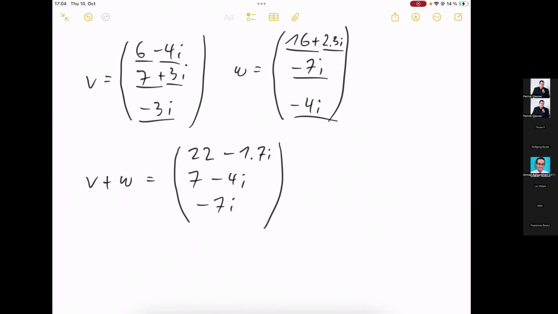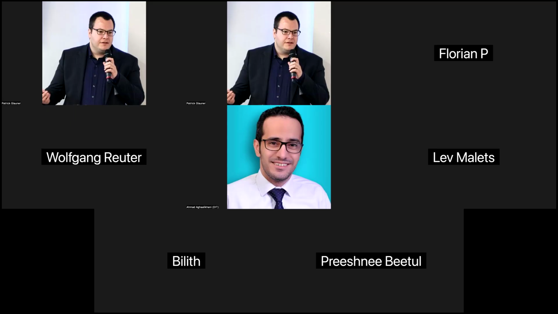If you want to study this in detail, and also the length of a vector, and the scalar product and so forth, all of this is just the same, but we deal with complex numbers.